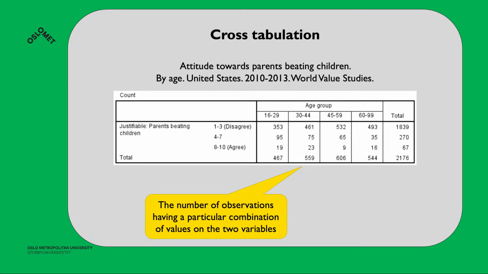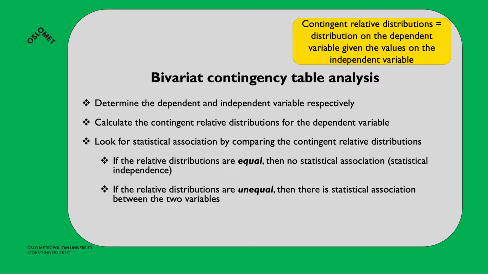When we are doing bivariate contingency table analysis, we have to determine the dependent and independent variable respectively. And in our example, of course, attitudes are the dependent variable and age is the independent variable. And we have to calculate the contingent relative distributions for the dependent variable. And the contingent relative distribution is the distribution on the dependent variable given the values on the independent variable. And when you have done that, we look for statistical association by comparing the contingent relative distributions.